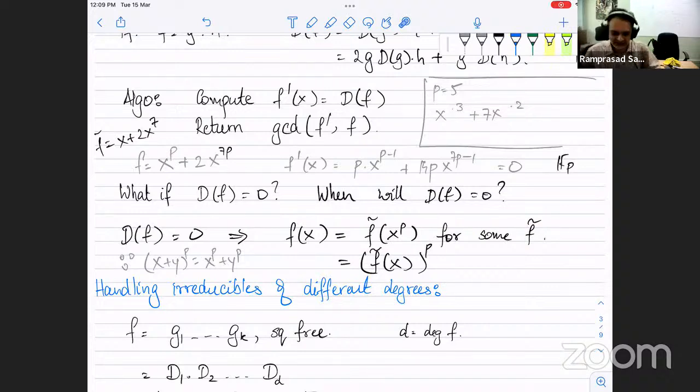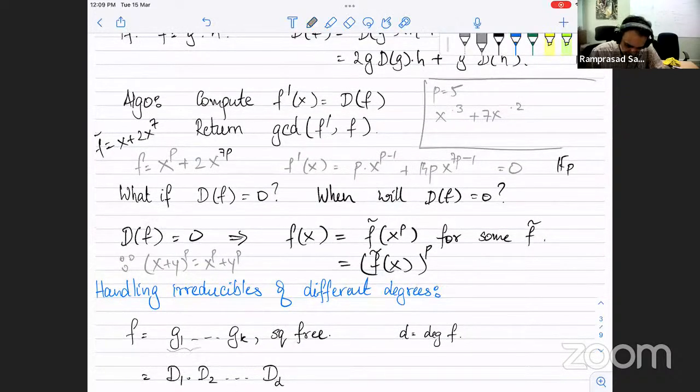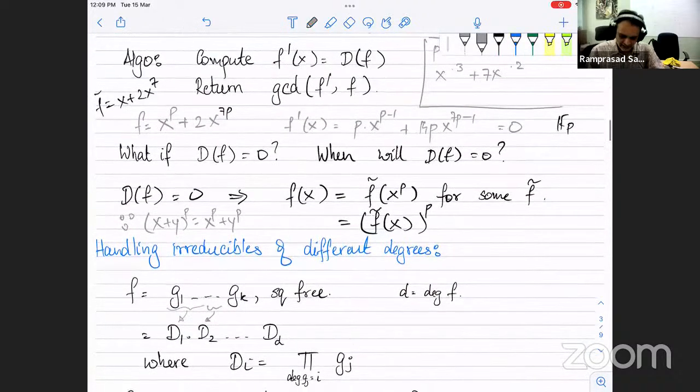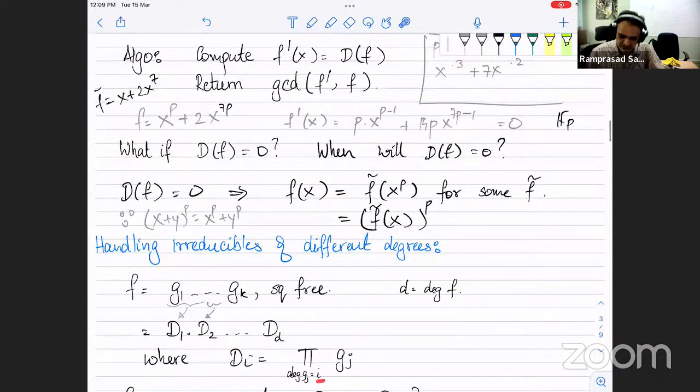Nevertheless, we can just write down this thing where you basically say, let's group all degree 1 terms and put that in d1. Let's group all degree 2 terms, put that in d2, etc., etc. Where basically di refers to the product of all those gi's whose degree happens to be equal to i.